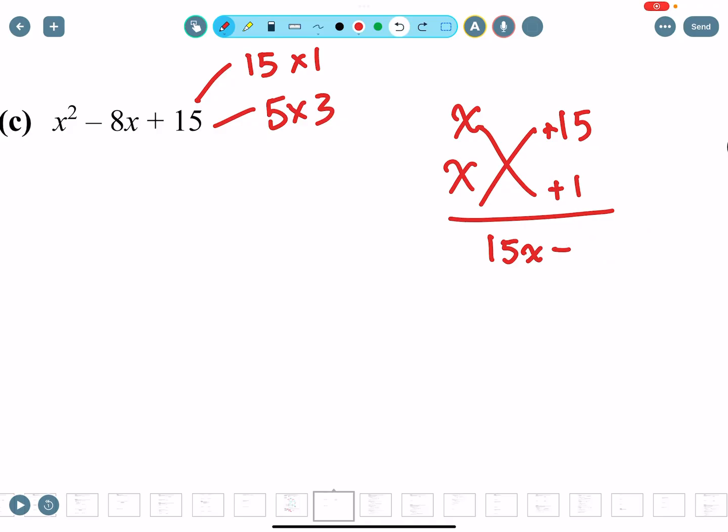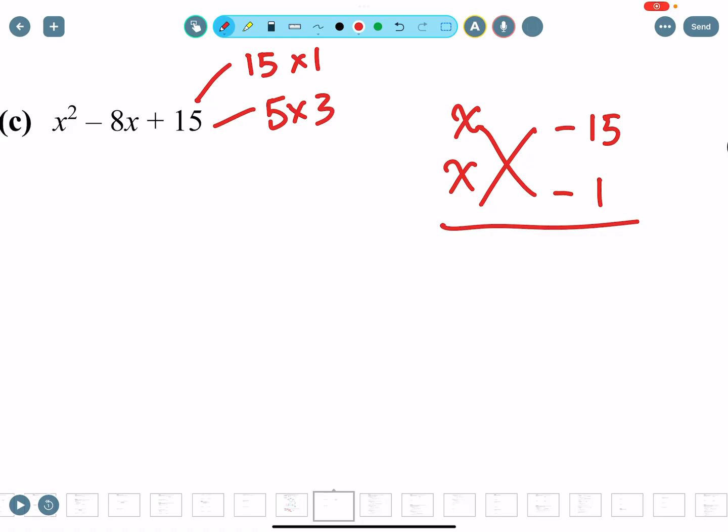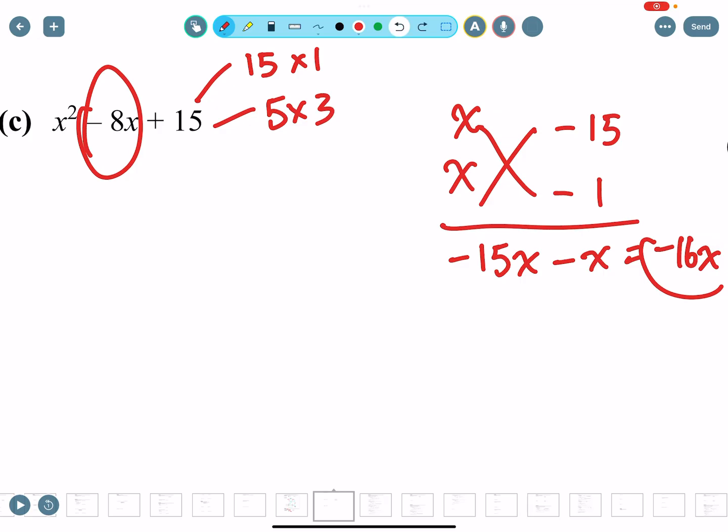So something is telling you here. If it's negative, you have to predict, right? So what if I put negative 15 and negative 1? What is it gonna become? It's gonna be negative 15x minus x. And you end up with negative 16x. And negative 16x is too large for negative 8x, right? So maybe we're using the wrong numbers here.